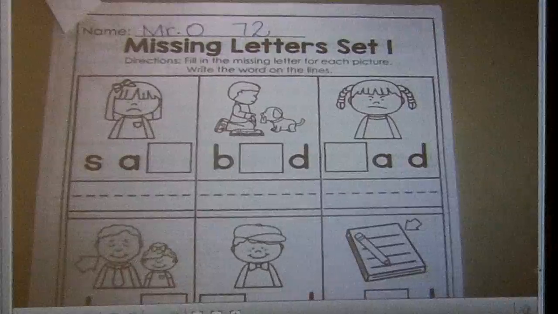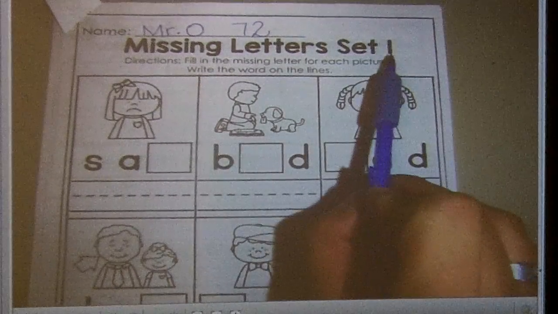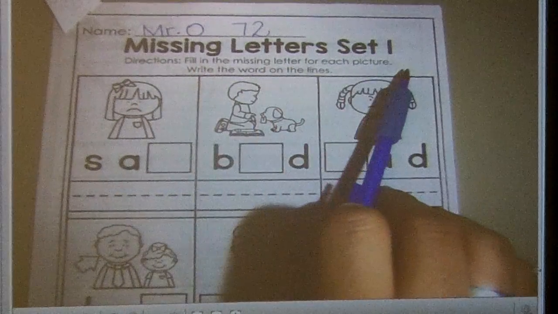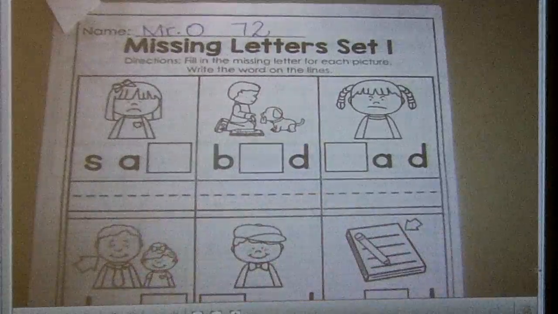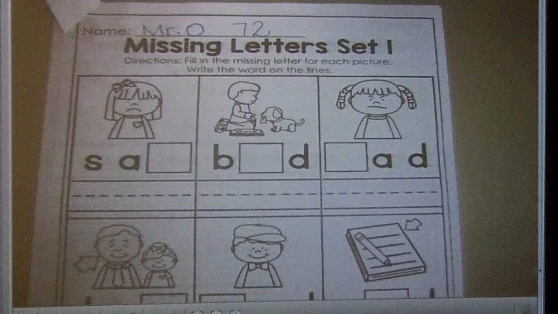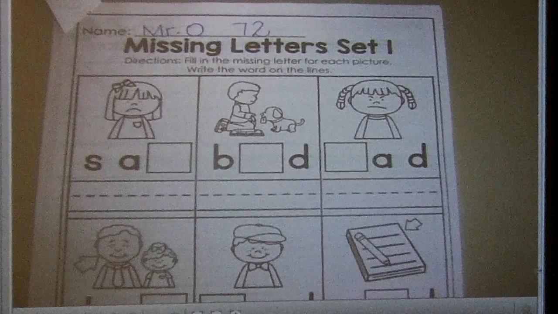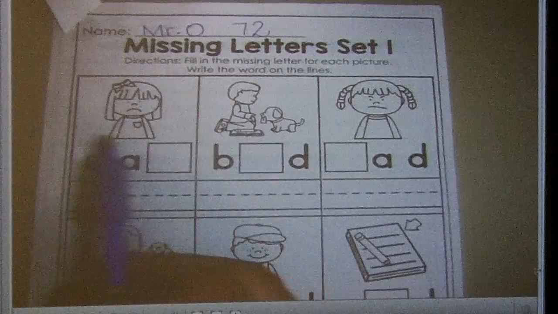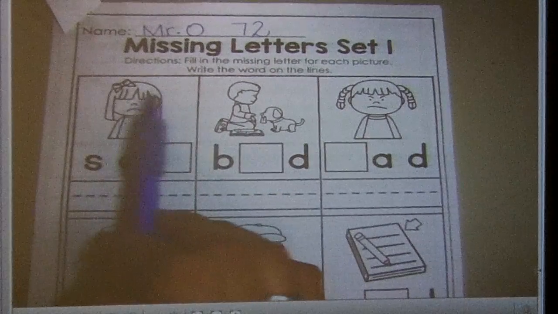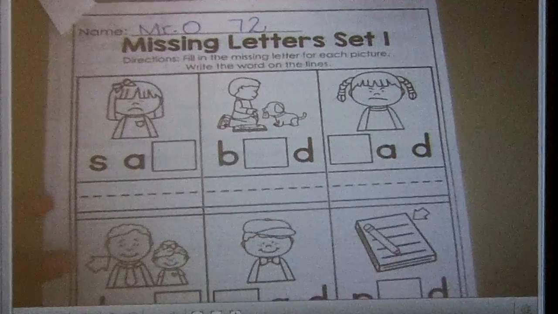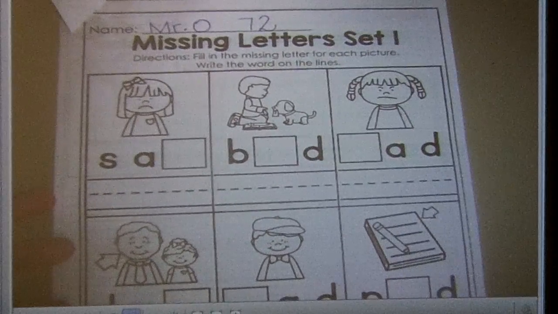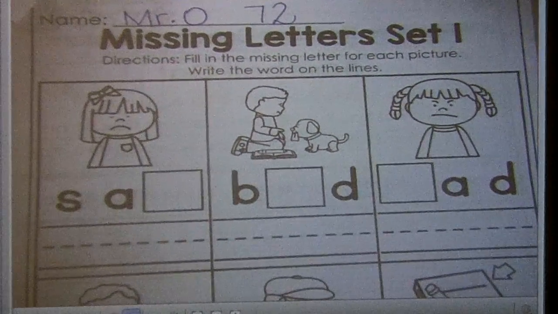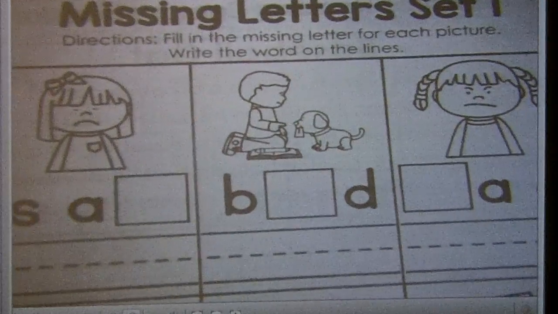This worksheet is called Missing Letters Set 1. And the directions tell us, fill in the missing letter for each picture. Write the word on the lines. Perfect. So it's asking us to look at the picture. It's asking us to tap it out so that we know what letter is missing. So when I look at this picture right here, this first little picture shows me that the little girl looks like she is sad. And of course she is sad. Look at that face. It looks very sad.